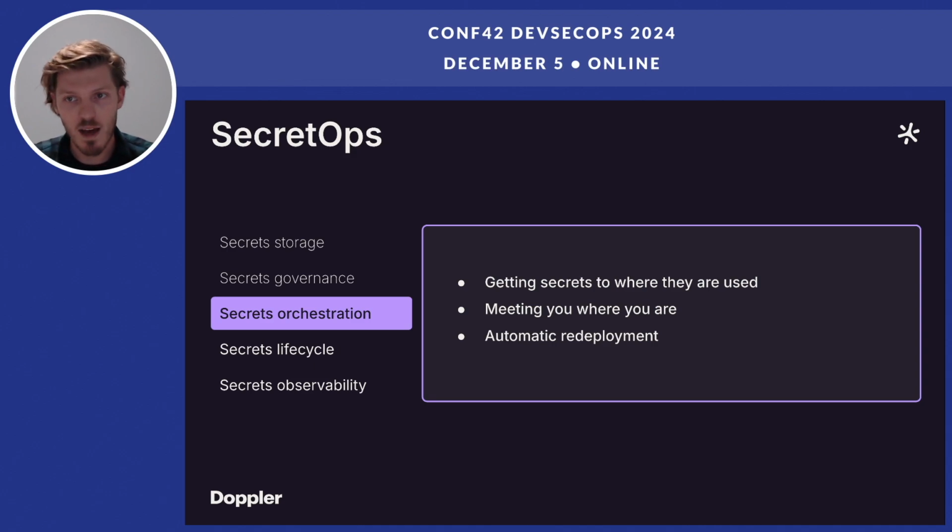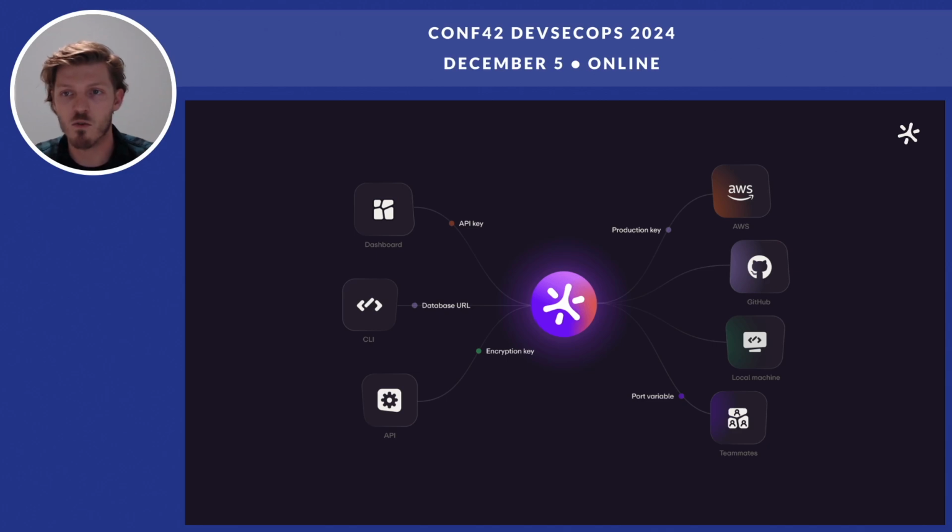There are a couple ways to go about it, but at Doppler, our approach is to meet you where you are. So we kind of have a hub and spoke style model where we see Doppler as the source of truth, and it's responsible for syncing secrets to wherever they are consumed. So let's look at what that looks like in a couple of different spots. This is just sort of like the hub and spoke visualization here.